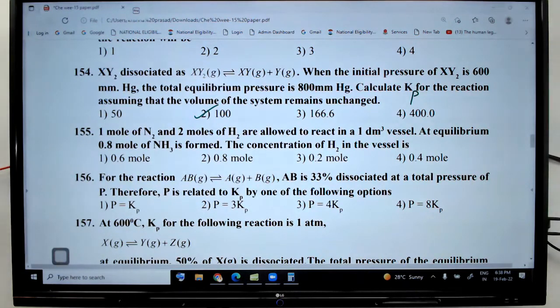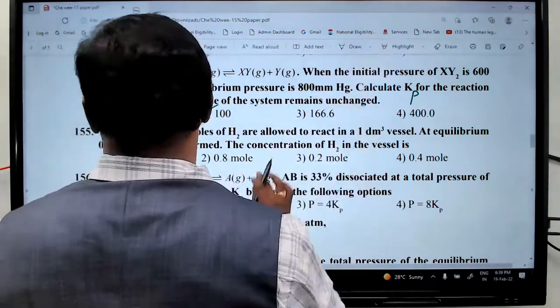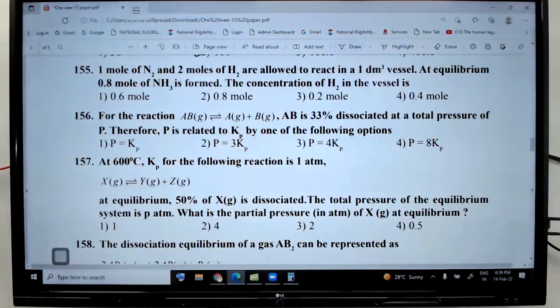Next question number 155. One mole of N2 and 2 moles of H2 are allowed to react in a 1 decimeter vessel. At equilibrium, 0.8 mole of ammonia is formed. The concentration of H2 in this vessel is?